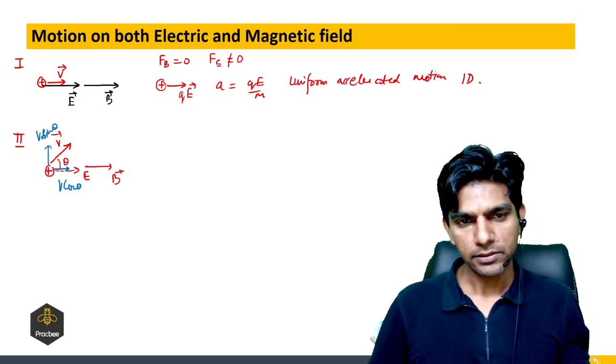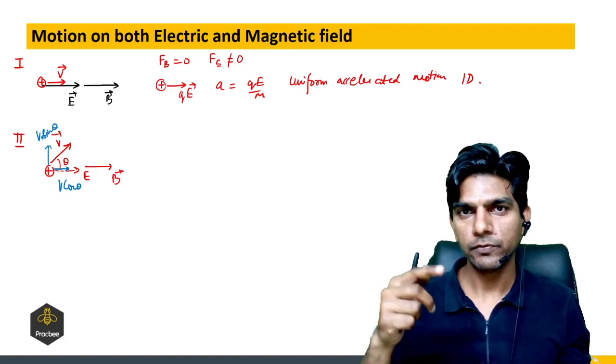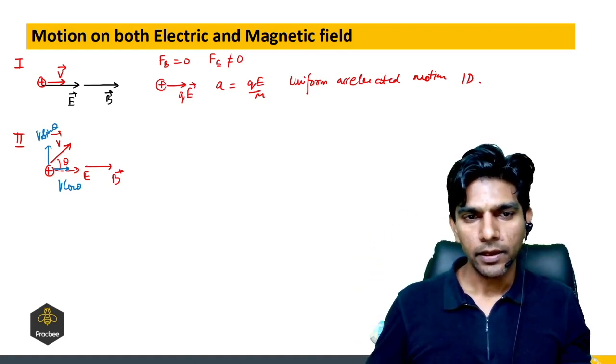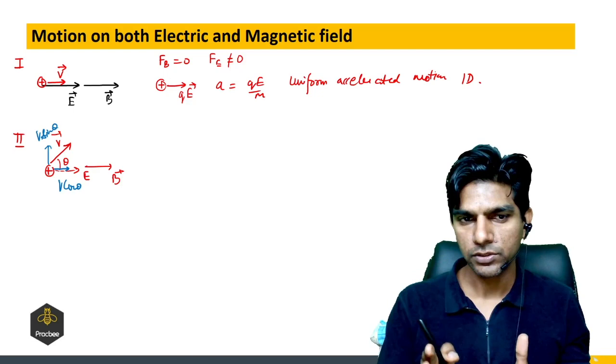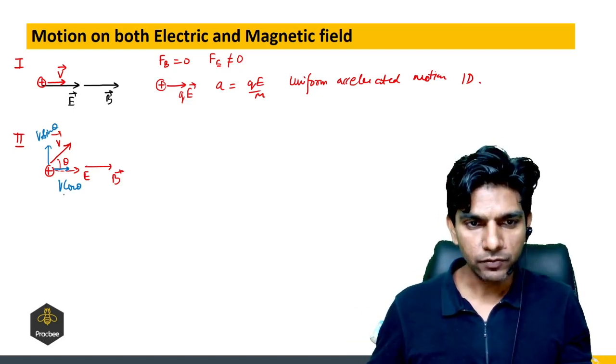Now in this case, the v sin theta component is perpendicular to the magnetic field. So it will try to rotate this particle or move it in a circular path. And because of the electric field, there will be a constant acceleration produced in the right direction. And that acceleration will change v cos theta.